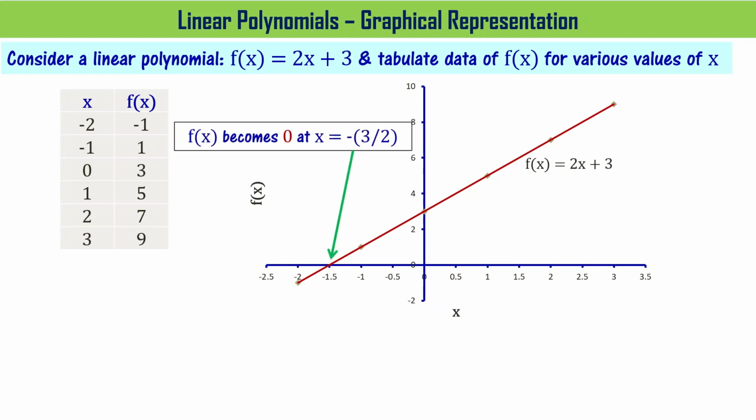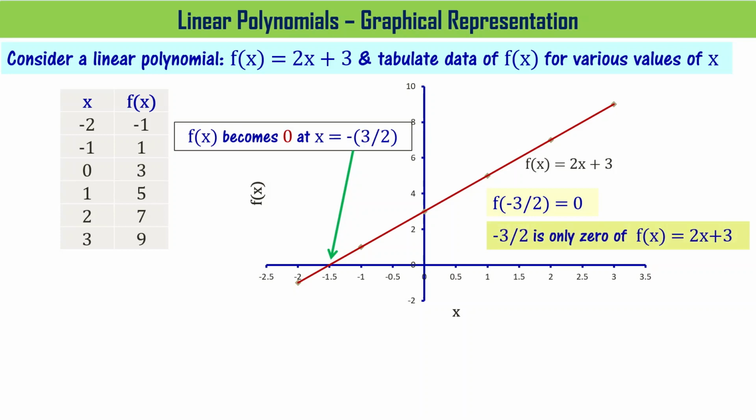And as you see here, f of x becomes 0 at x equal to minus 3 by 2, right? It means we can write it as f of minus 3 by 2 equal to 0, right? So now we can say that minus 3 by 2 is only 0 of f of x equal to 2x plus 3, because no other values of x give f of x equal to 0 other than minus 3 by 2, right? That's why we say that minus 3 by 2 is only 0 of f of x equal to 2x plus 3.